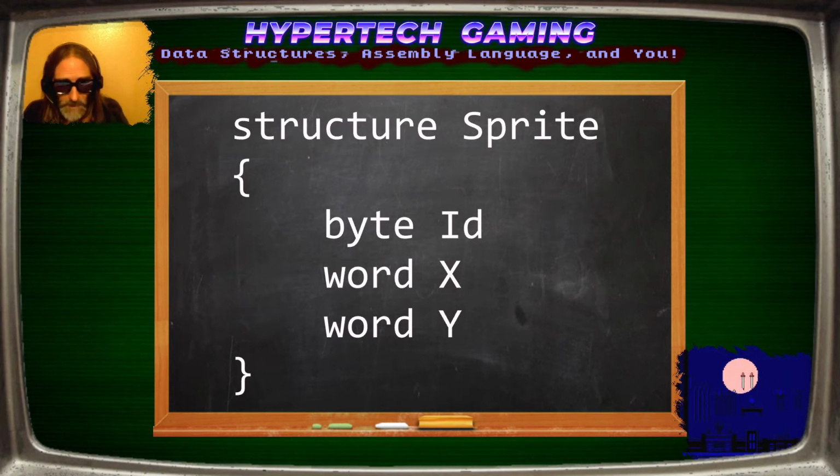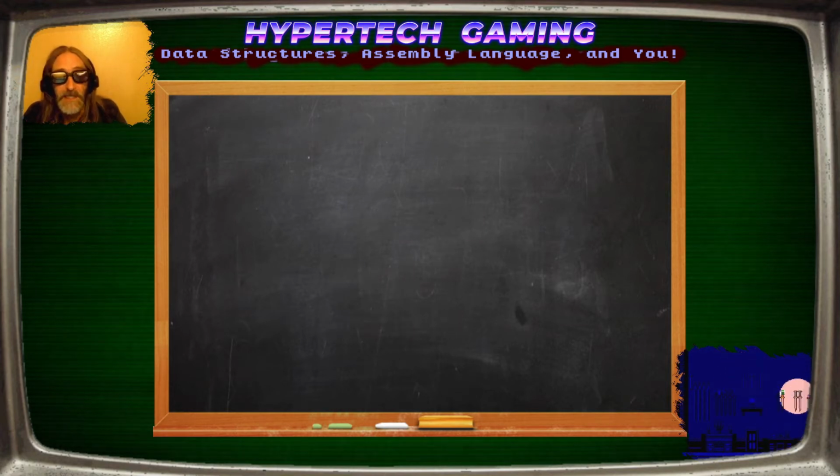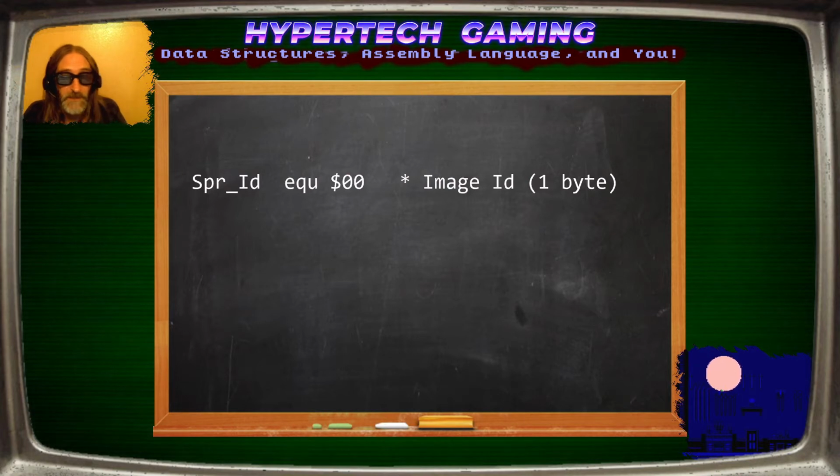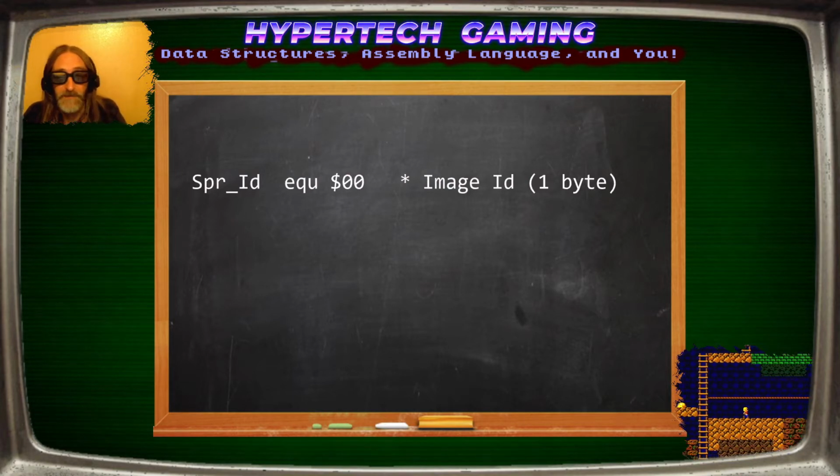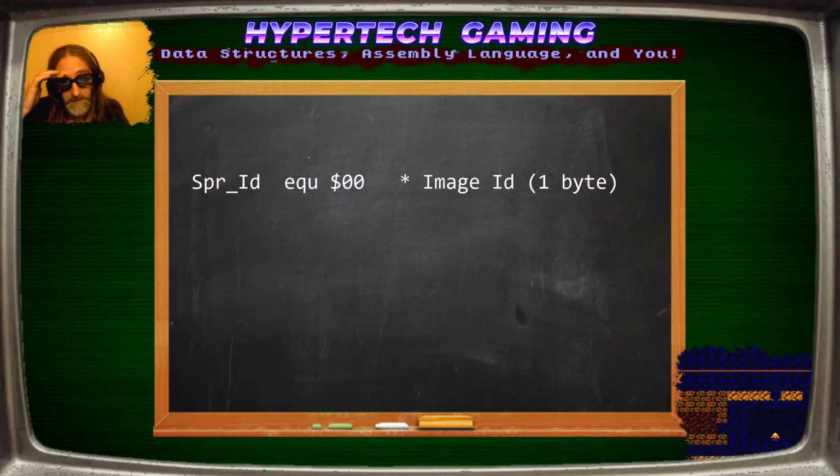So to get started and define our structure in assembly language, we have to define a label or a symbol for each member and assign it the offset to where its value exists within the data structure. We start with the image identifier, which is the first one, and it's by far the easiest because it's got an offset of 0. It starts at the very beginning of the data structure.